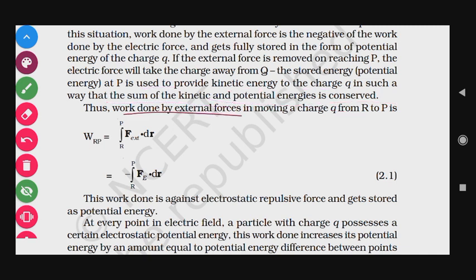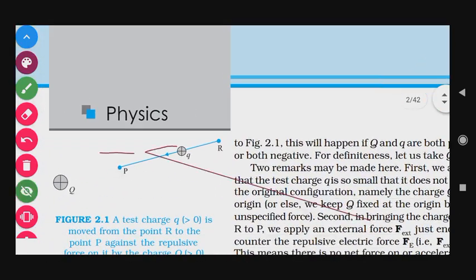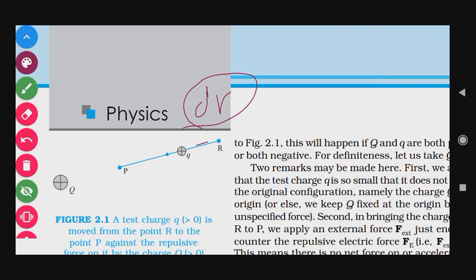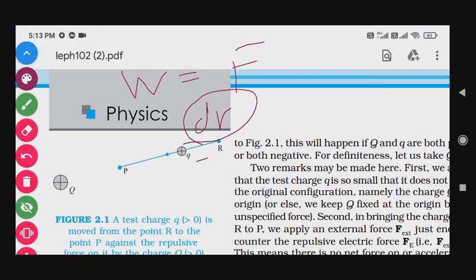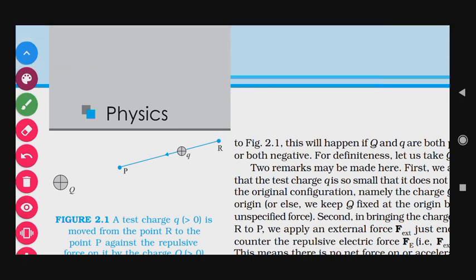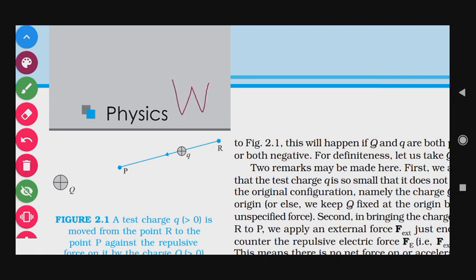Thus, the work done by the external force in moving a charge q from r to P is the integration of F external dot dr. Suppose we move a small, infinitesimally small distance dr. What will be the work done by us? For this small distance, the work done will be F external dot dr.